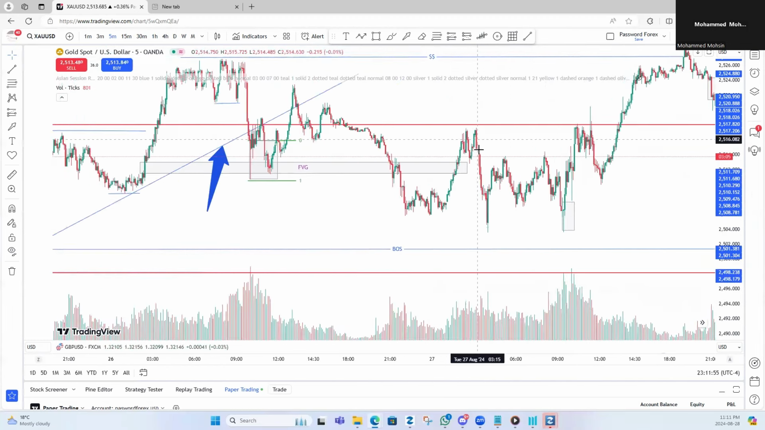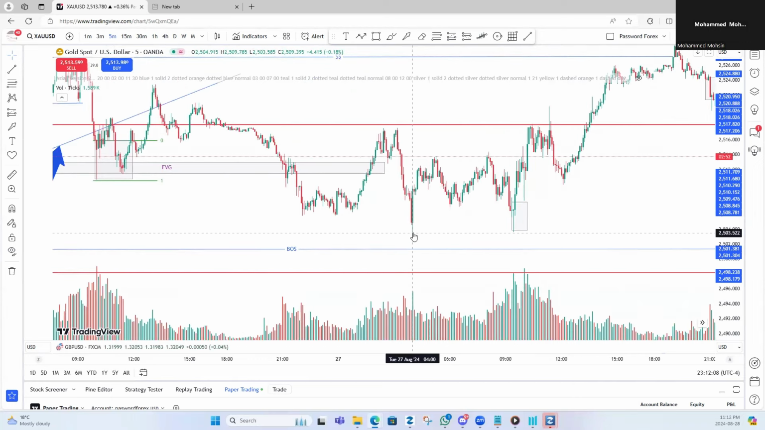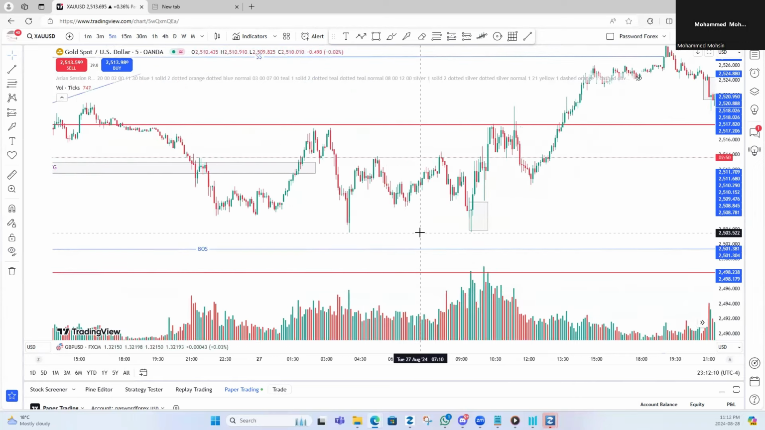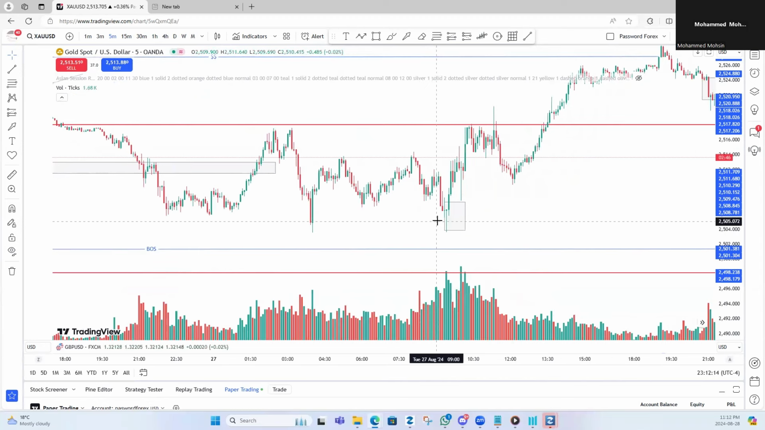So basically the market came down. It took the liquidity of this particular range, went up, and during New York time it just slightly came down, but never took the liquidity. But I saw a big volume right here. Look at that volume right here.